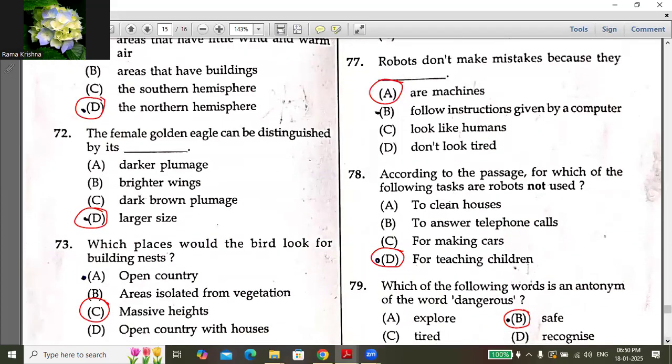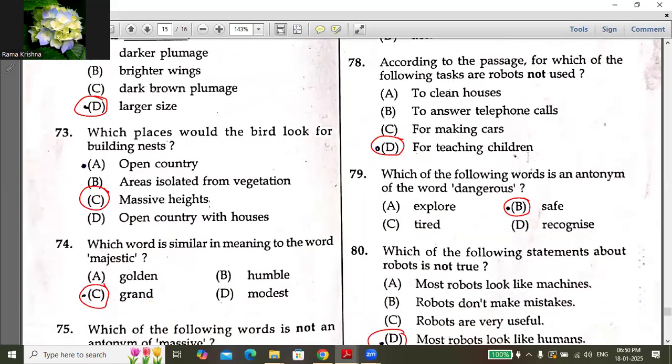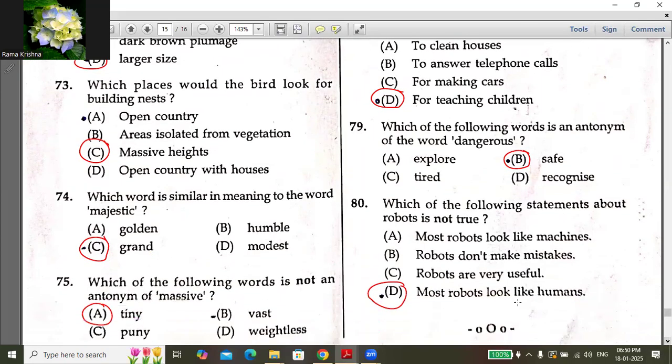So here big trees are not there, but there are massive heights, because the walls of the cliffs are very high. At the peaks of the high mountains, they build the nest so that they can easily move at those heights. So the answer is massive heights. In open country, the question is specifically asking where birds would build nests. That is the reason it is massive height.